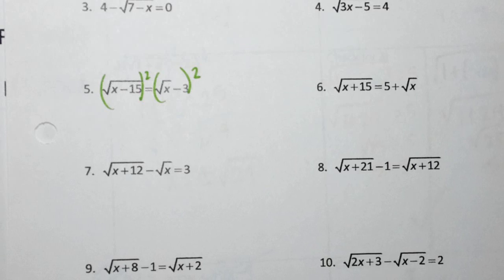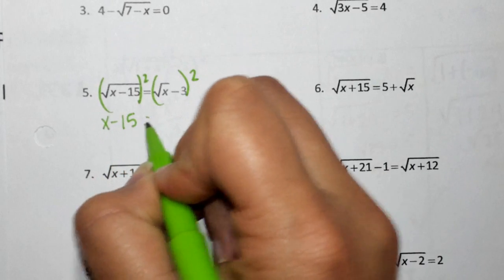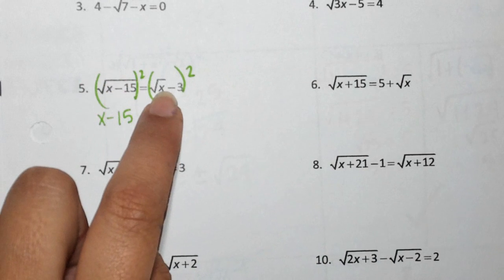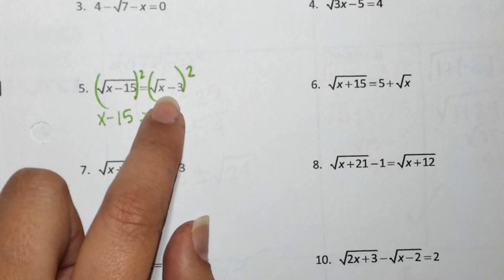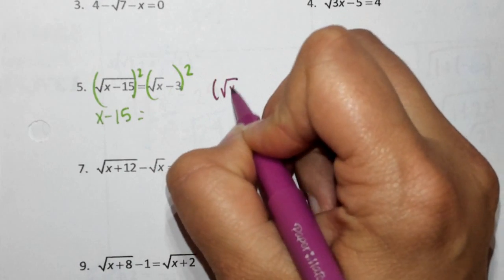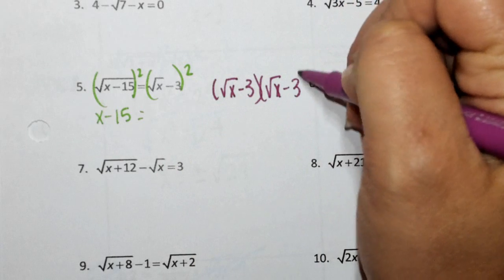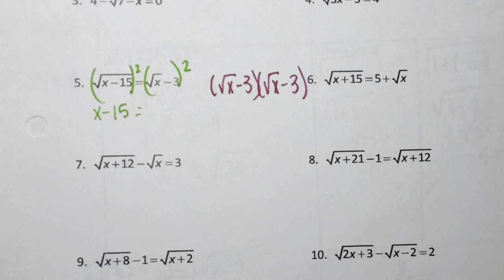Alright, so then on the left, that's going to give us x minus 15, correct? Yes. Because they're both under the radical. Now on the right, are both of these under the radical? No. So that means that you have to do the square root of x minus 3 times the square root of x minus 3. Now who remembers what method we use when we're multiplying two binomials? FOIL. Are you ready? It's really not that difficult.